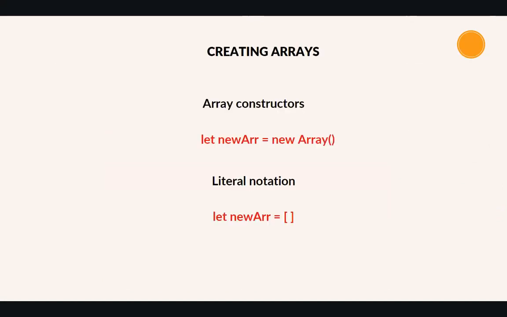We said that there are two ways that we could create an array. We could use the array constructor, which is new Array, to initialize the array and fill in the stuff we want. Or we could just use square brackets notation to start an array.